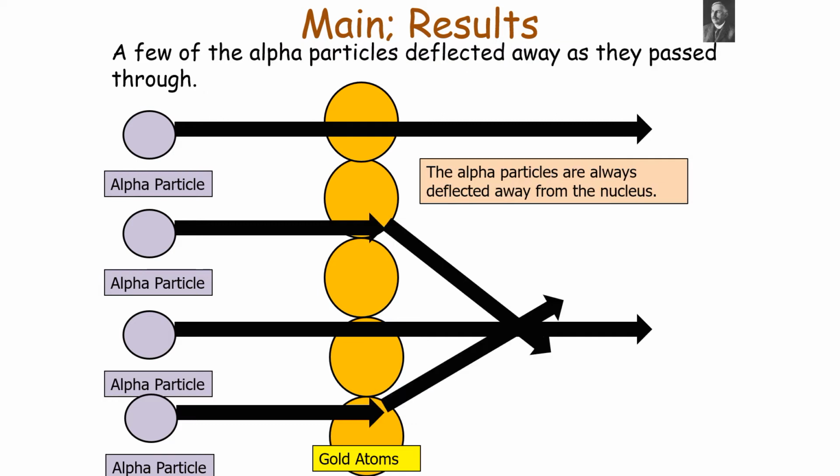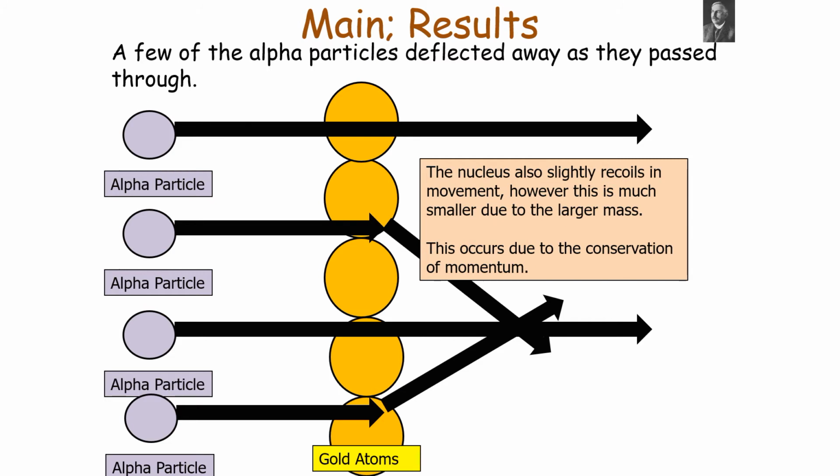A few of the alpha particles, as they passed through, deflected away from the atom as they did this. So as we know, there's a nucleus in the center, so the nucleus will also slightly recoil in this repulsion, but this recoil will be much smaller because the nucleus is a lot more massive than the alpha particle, which is what we call due to the conservation of momentum.